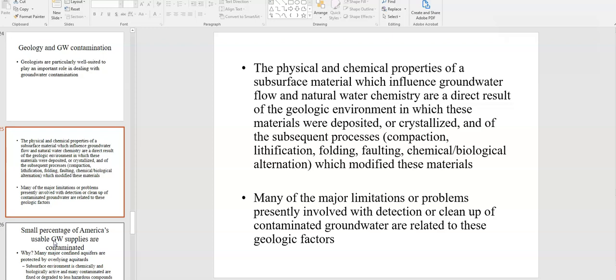The physical and chemical properties of subsurface materials, which influence groundwater flow and natural water chemistries, are a direct result of the geologic environment. So when we start looking at things like arsenic and fluoride, you have to know what the geology is of the area.